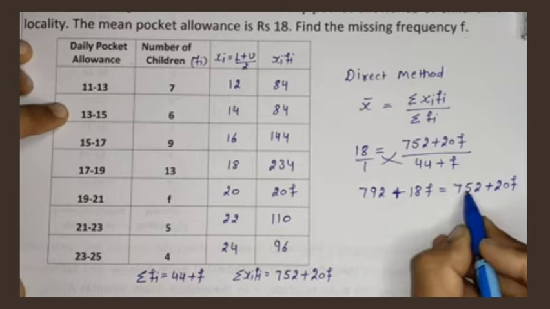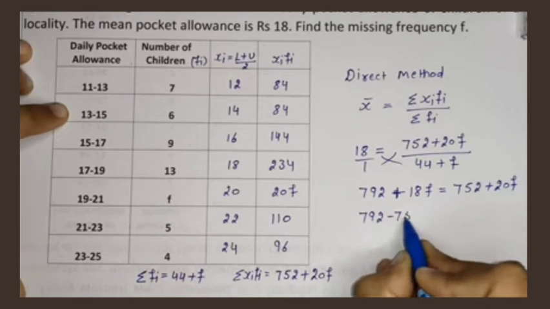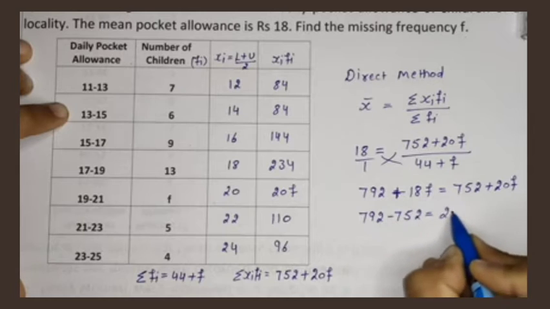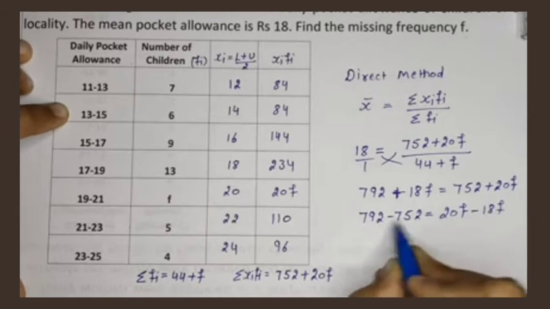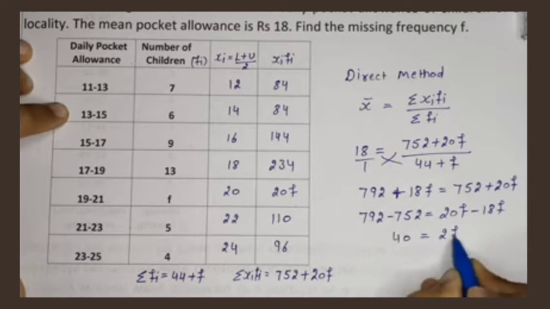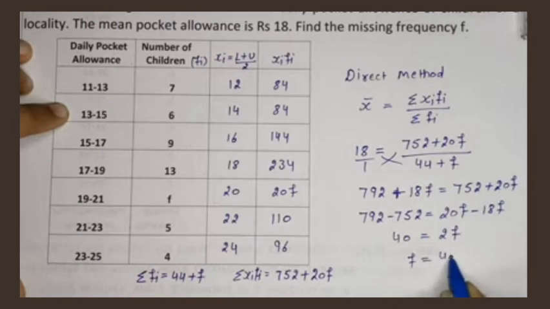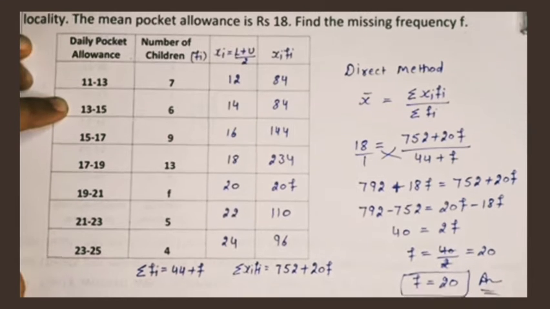Now we will solve this linear equation for the value of f. So 792 minus 752 is equal to 20f minus 18f. So we will get 40 is equal to 2f. Therefore f is equal to 40 upon 2, equal to 20. Therefore the missing frequency is 20.